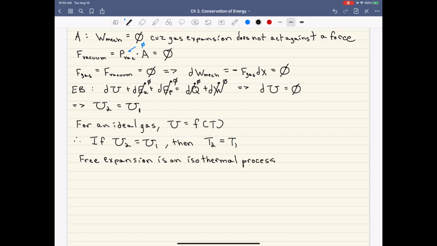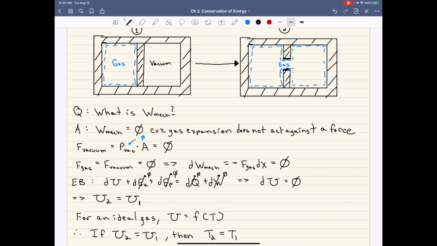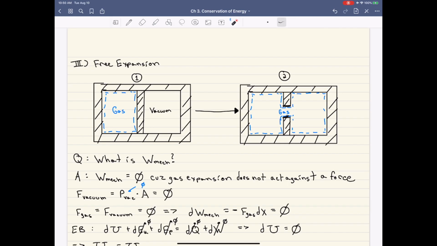So from an energy balance perspective, this free expansion process is very simple. But later on in the course, we'll look at how, even though the energy of the system isn't changing, there is some sort of thermodynamic driving force that's causing the gas to go from its tiny compartment all the way to the full compartment.